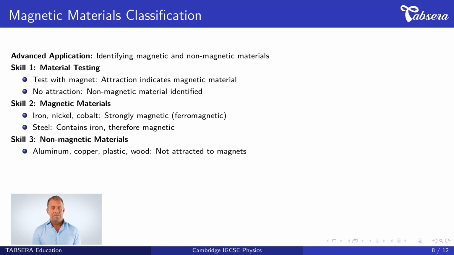Third, non-magnetic materials recognition. Aluminum, copper, plastic, and wood are not attracted to magnets. These materials don't respond to magnetic fields in the same way. Understanding material classification helps predict magnetic behavior and is essential for practical applications in engineering and technology.